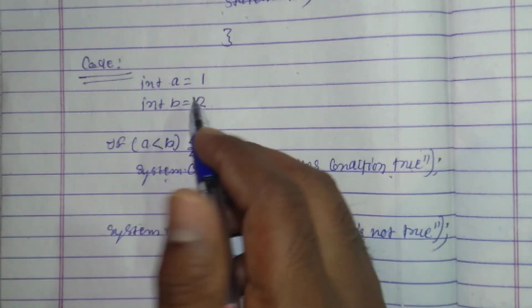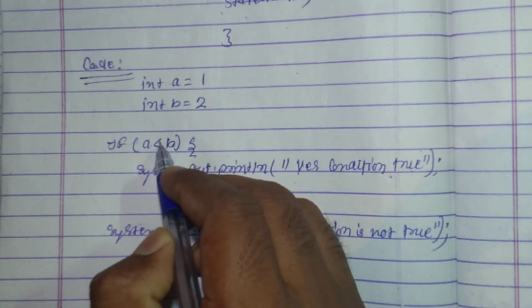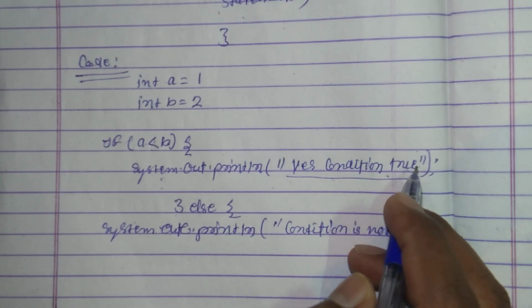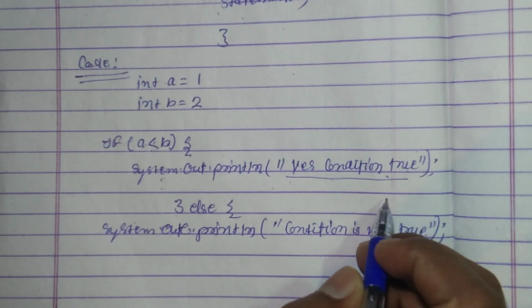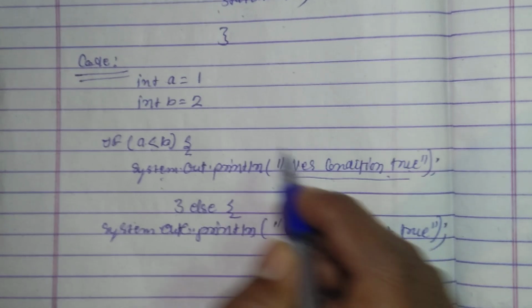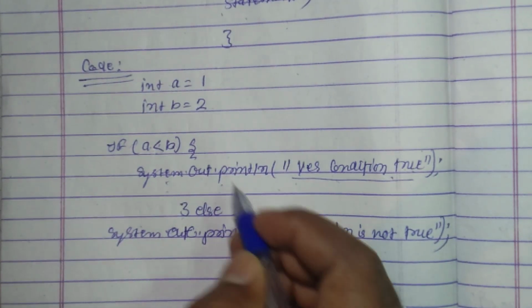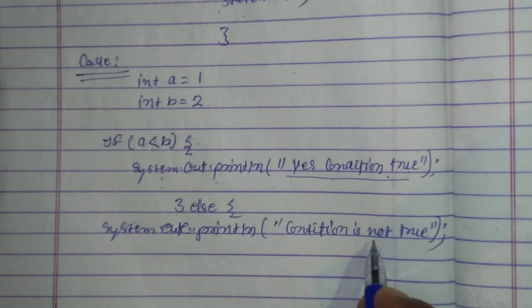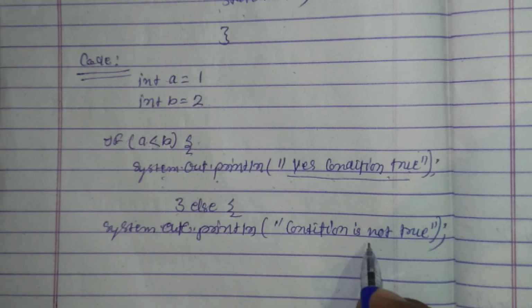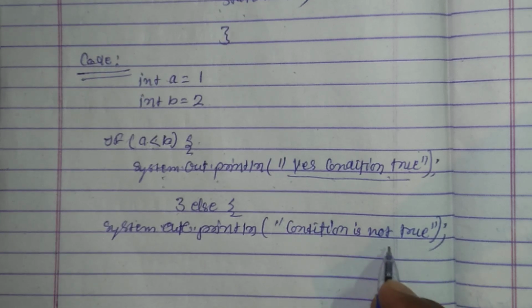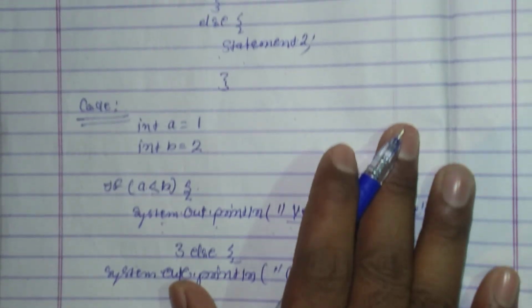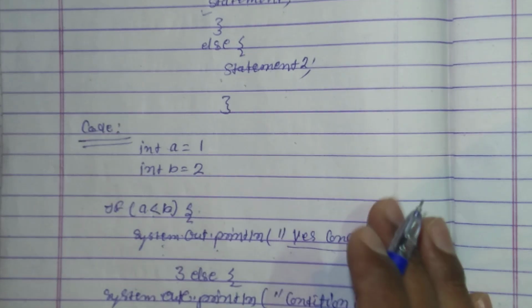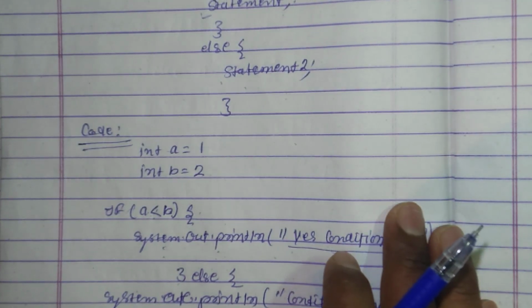So let's see. 1 is less than 2, so this condition executes and this message will get printed on your console in your terminal. If the condition is false, then the else part will execute and that message will get printed in your console. So this is an if statement. I hope you understand what an if-else statement is, and you have seen the program also.